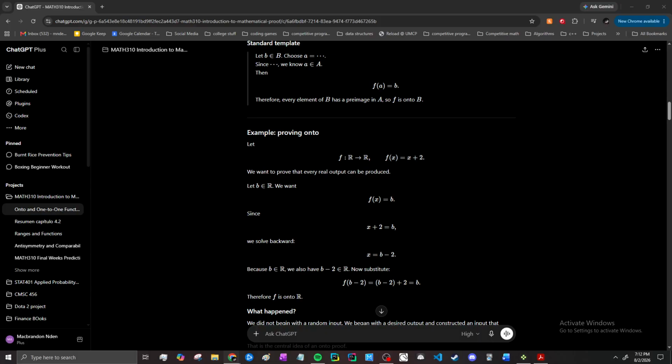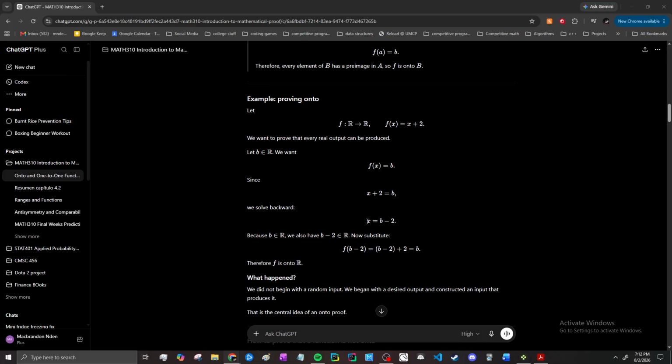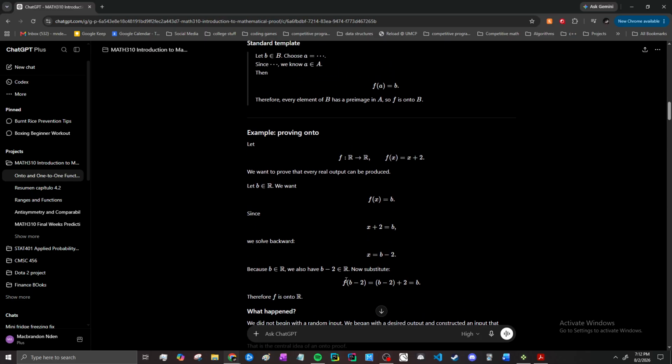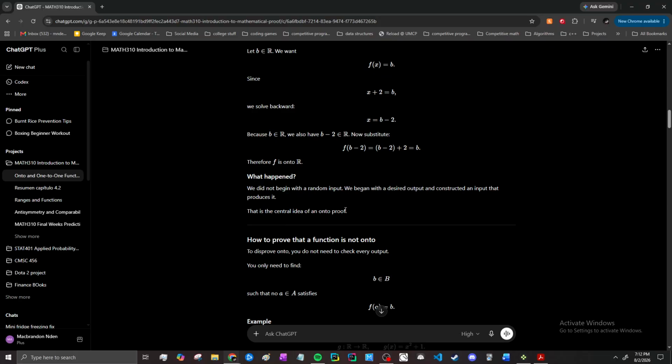So now substitute. You have x equal b minus 2, and we put that in here. We get b. Okay, I see. So that's how we prove f of x is equal to b, which makes complete sense. What happened? We did not begin with a random input. We began with the desired output and constructed an input that produces it. That is the central idea of an onto proof.